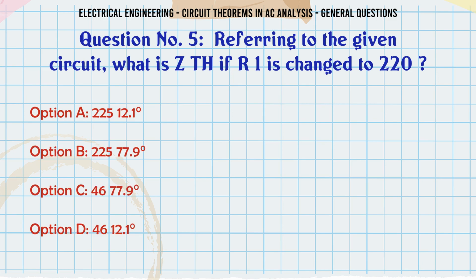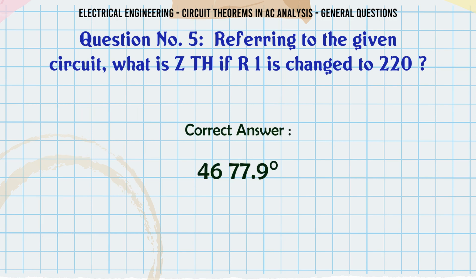Referring to the given circuit, what is Z at if R1 is changed to 220? A: 225∠12.1°. B: 225∠77.9°. C: 46∠77.9°. D: 46∠12.1°. The correct answer is 46∠77.9°.